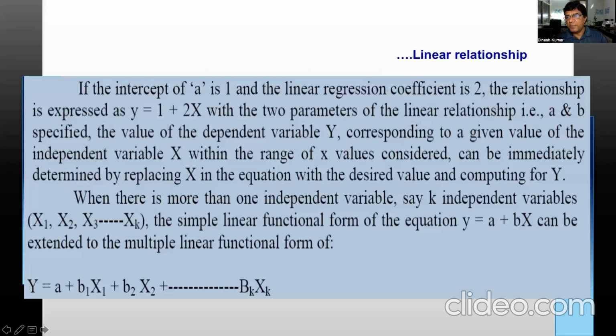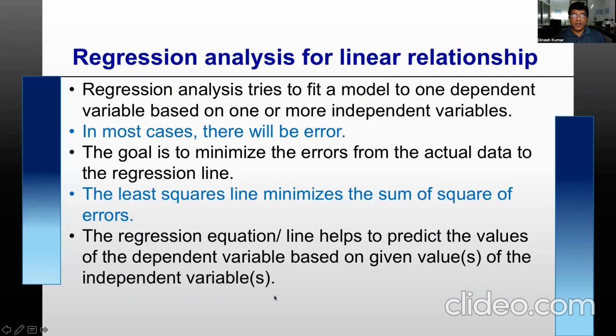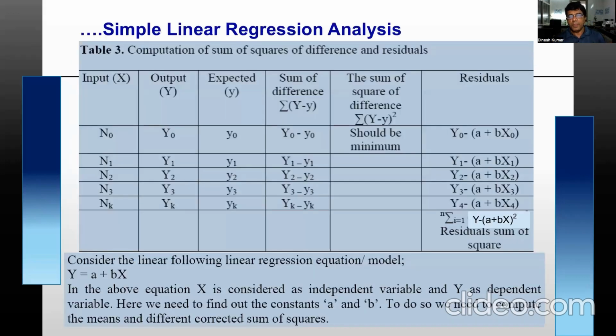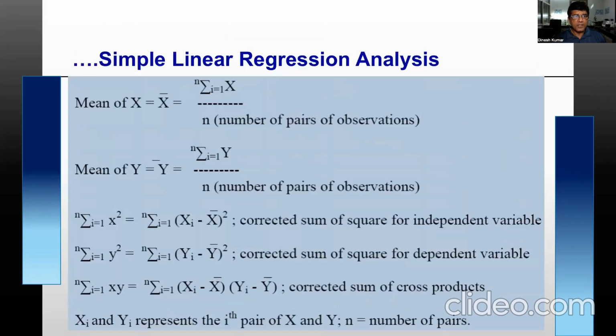And it can be multiple linear relationship where you can have many variables, x1, x2, x3, xk. Then you have seen the regression analysis by method of least square, and you know field experiments are conducted, and then you get the data, you see the significance, and do the analysis in this way. This is your input is your x, output is your y, and expected is your y0. This is from the line, and then sum of differences, and then sum of square. I think I have explained it to you.